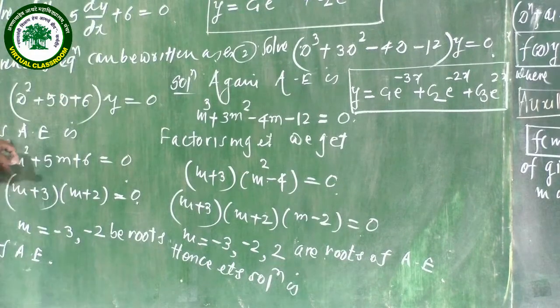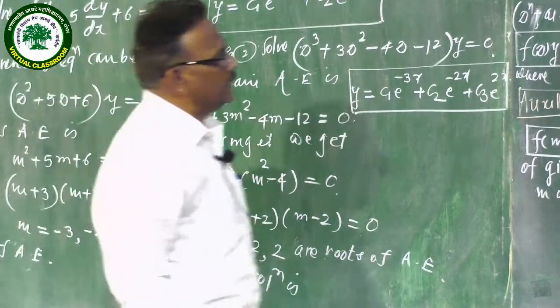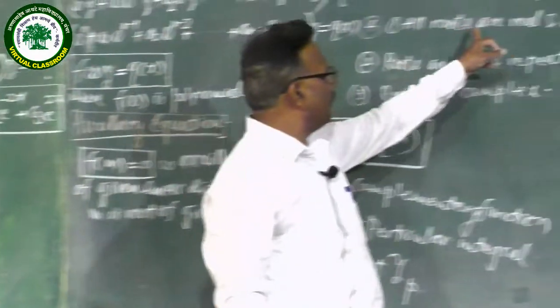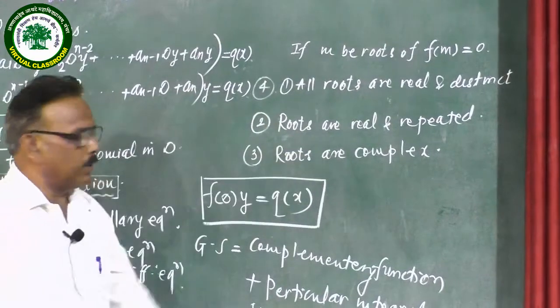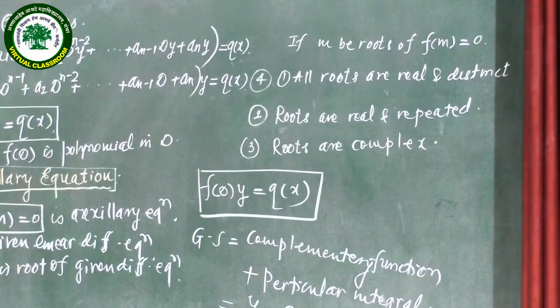That means the first part is covered. We have already seen the case when the roots of the given differential equation are real and distinct. Now we are taking the case when they are repeated roots.